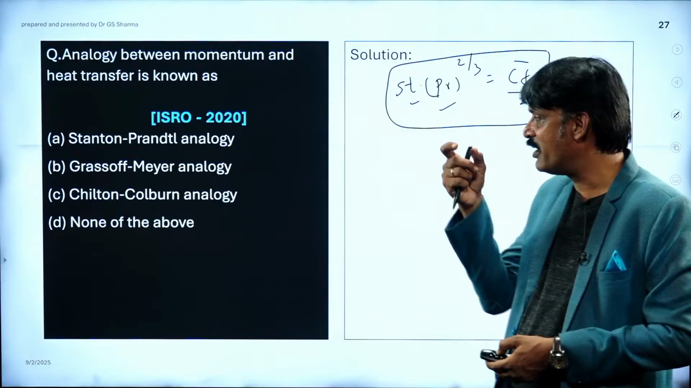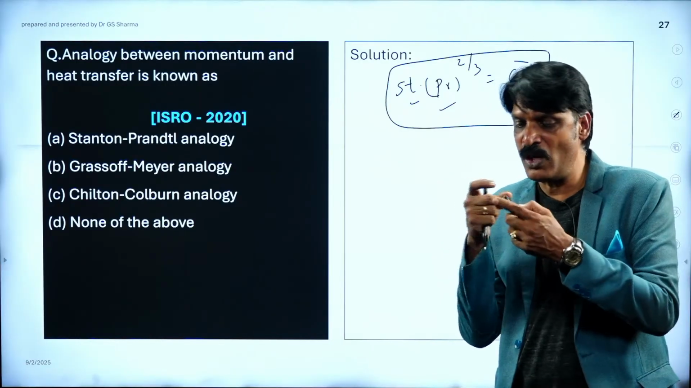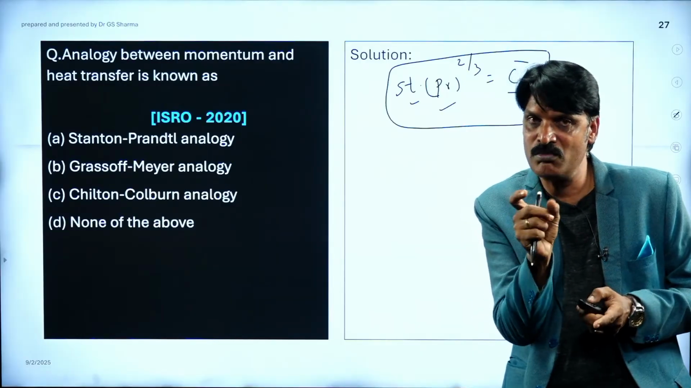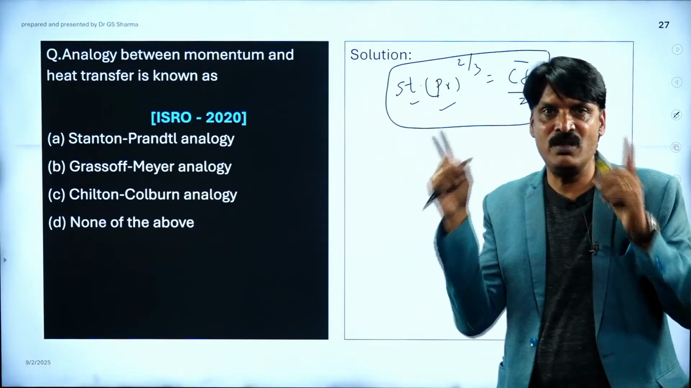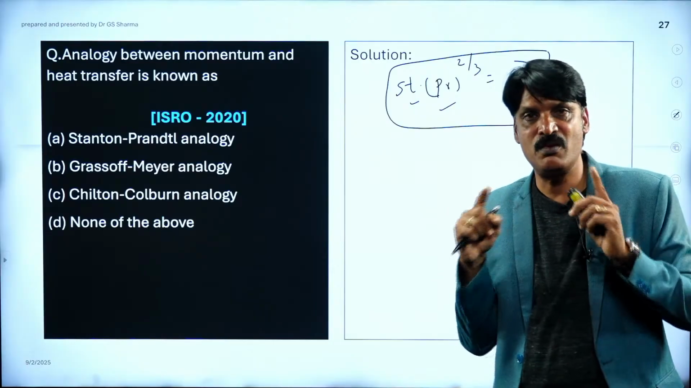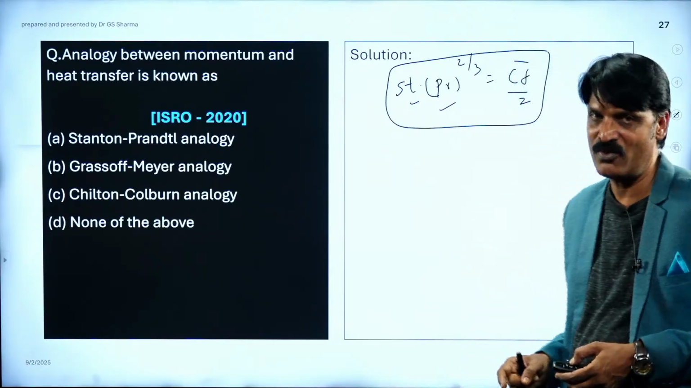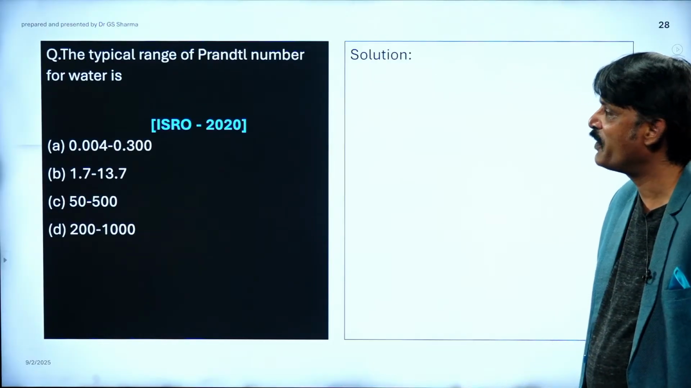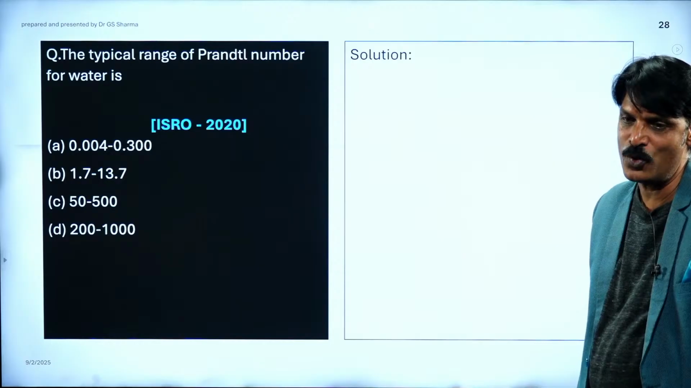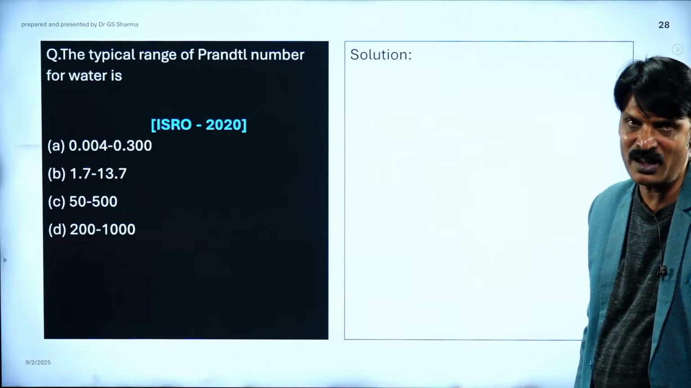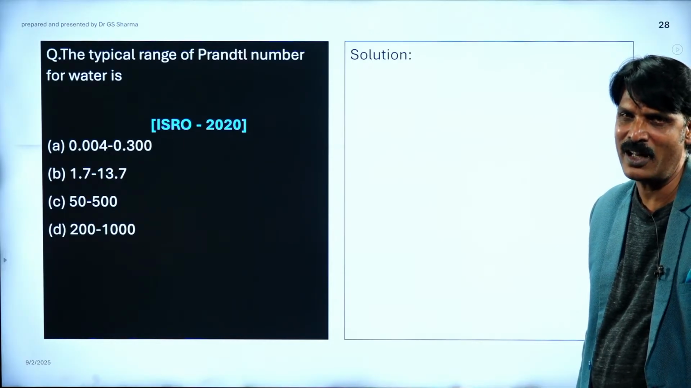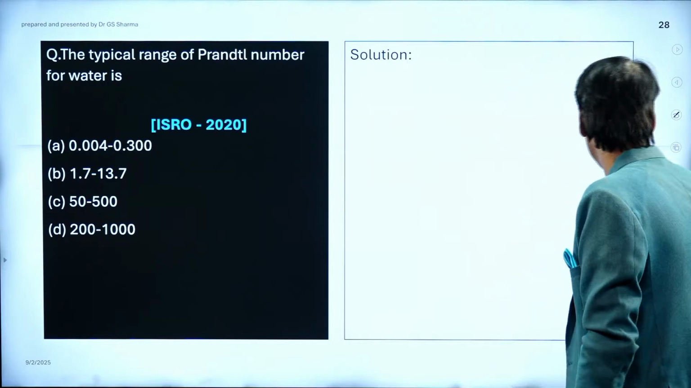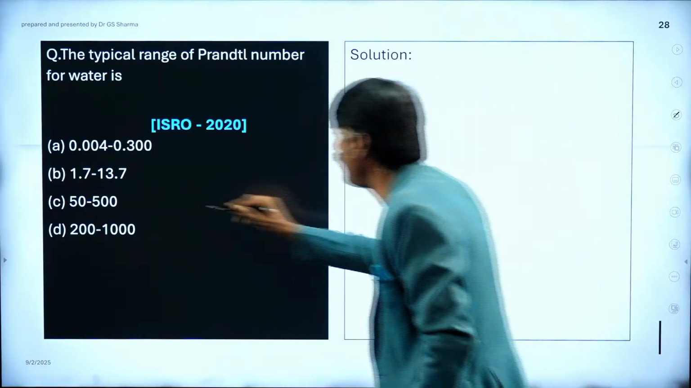This Chilton-Colburn analogy will give you a wrong misnomer between your Reynolds-Colburn analogy, because Colburn is in both, but Chilton-Colburn analogy is a holistic double diffusion process wherein you even talk in terms of mass transport along with heat transport. We are not considering it. The typical range of Prandtl number for water: at room temperature, its Prandtl number is around 13.7, and corresponding to around 100 degrees centigrade it is around 1.7. So answer should be 1.7 and 13.7.